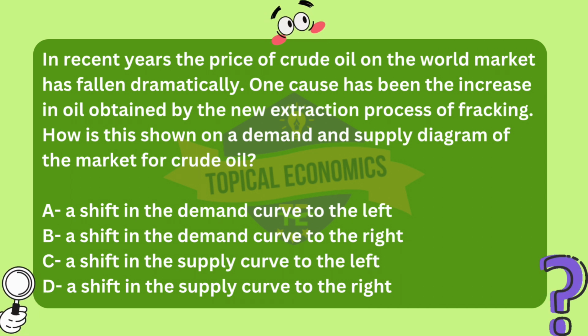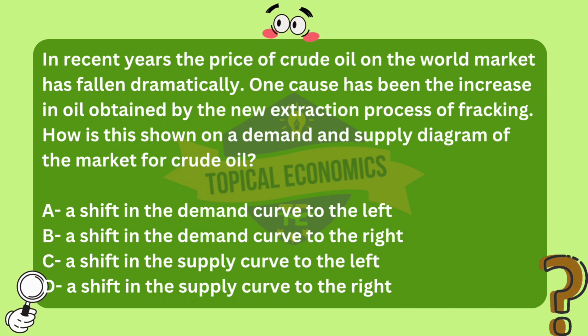The correct answer for this question is option D, a shift in the supply curve to the right. Fracking, a new extraction method, has significantly increased the supply of crude oil, particularly in countries like the United States. When the supply of a good increases, the supply curve shifts to the right on a demand and supply diagram.